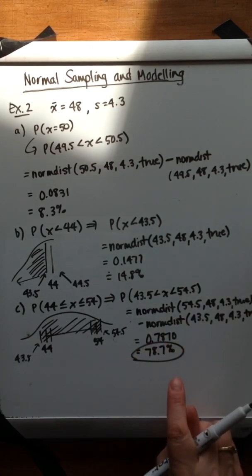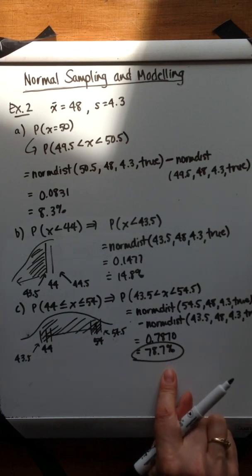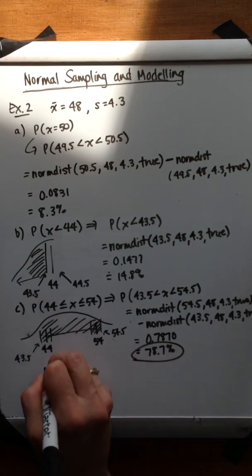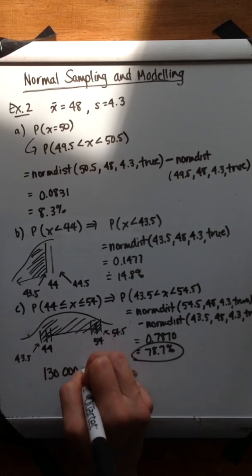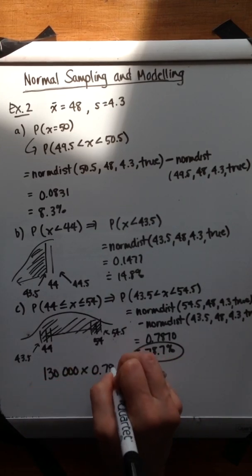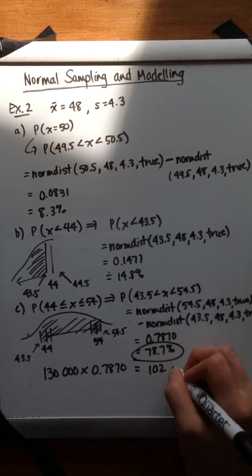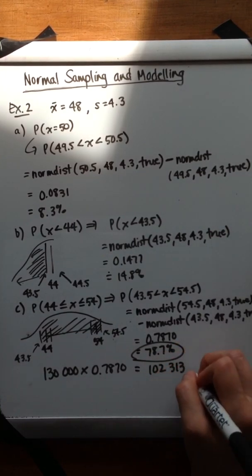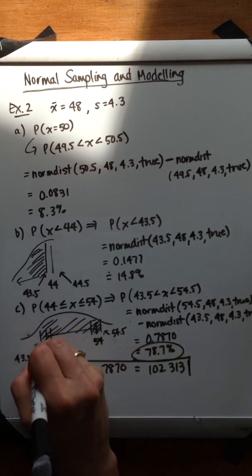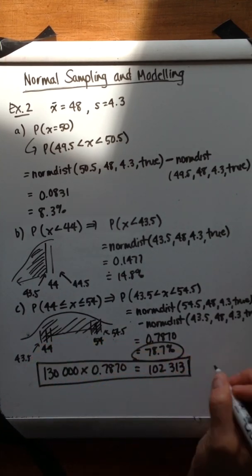So this is the number, the percentage of all boxes that lie within the acceptable range. Well, how many boxes is that actually? Well, let's take our 130,000 and multiply it by 0.787 to discover that 102,313 boxes would actually lie within that acceptable range.